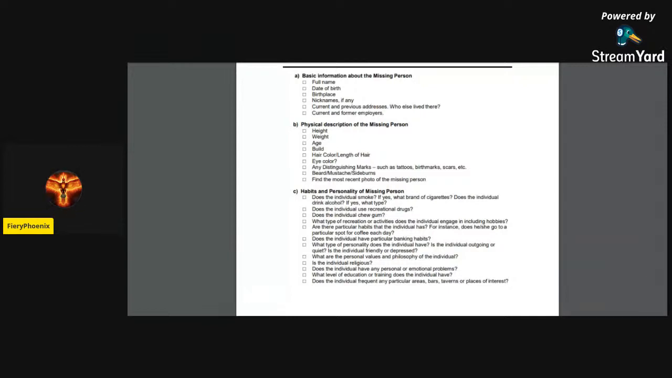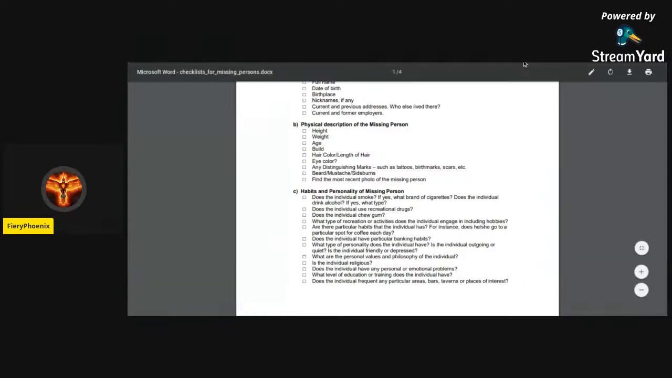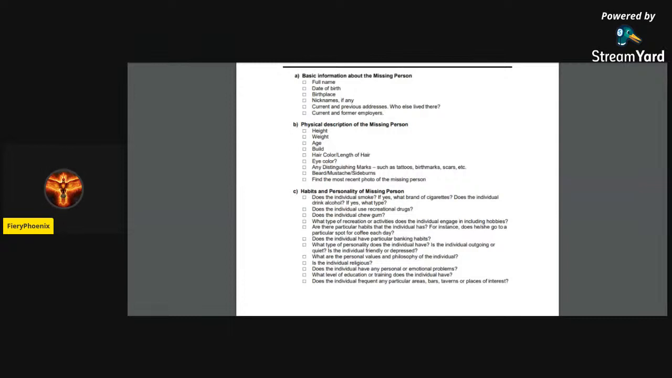But now I've heard they got different color contact lenses out that can change your eye color. Any distinguishing marks such as tattoo, birthmark, scars, etc. Beard, mustache, and even sideburns. You know, because you don't know exactly what they look like.